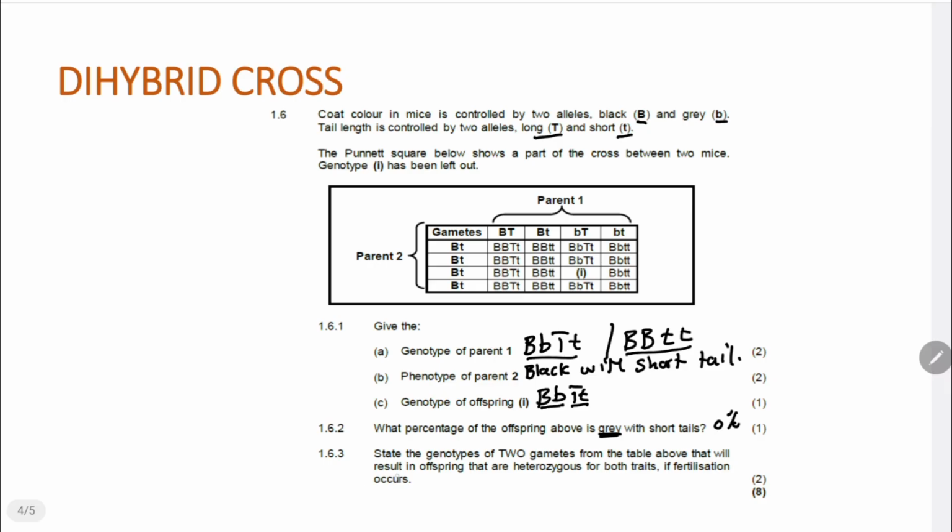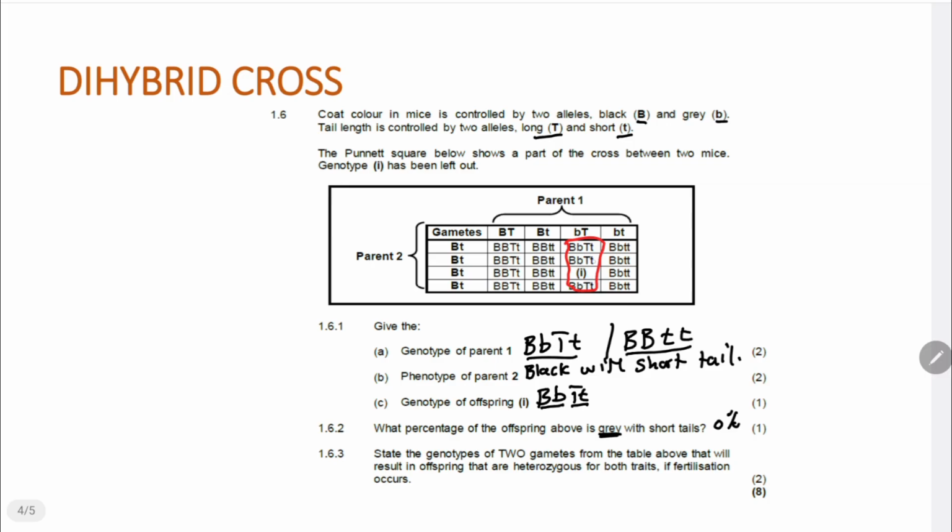1.6.3. State the genotype of 2 gametes from the table above that will result in offspring that are heterozygous for both traits if fertilization occurs. So the genotype of 2 gametes that will result in offspring that are heterozygous. So we simply come to look at the genotype of the offspring, right? Now, if we look at the genotype of these offspring from here to here, they are all heterozygous for both traits.